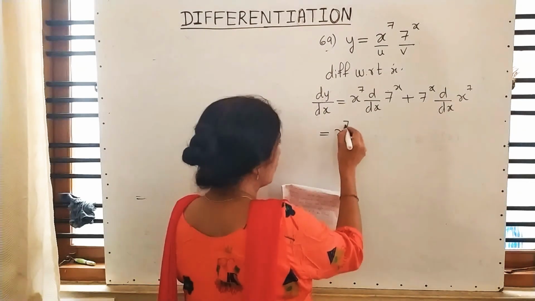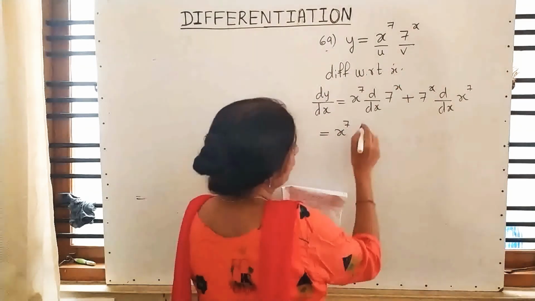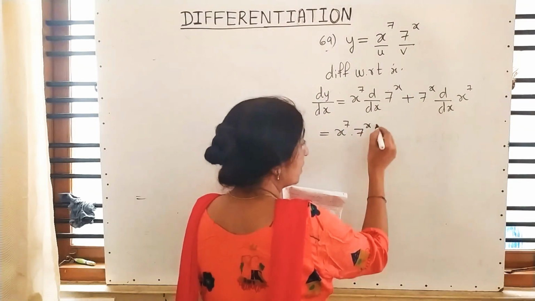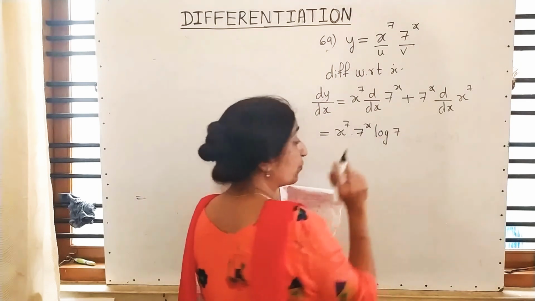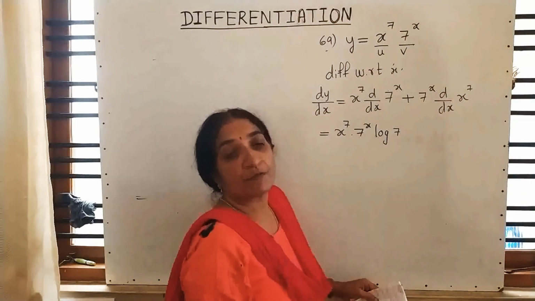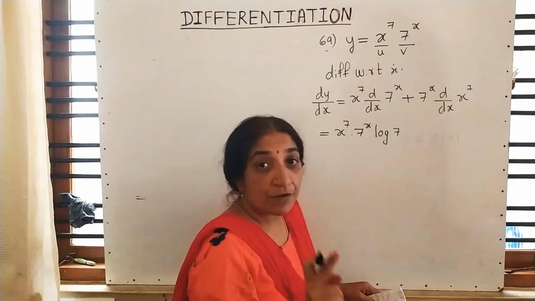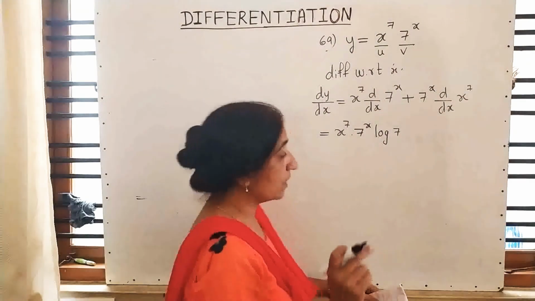Keep x raised to 7 as it is. What is the differentiation of 7 raised to x? It is 7 raised to x into log 7. Have you remembered the formula? Yes, open that formula list. It is nothing but differentiation of a raised to x, where a is a number.